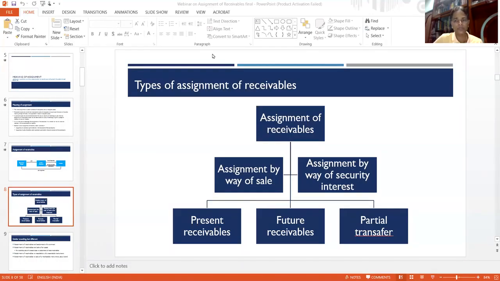However, it's also possible to do an assignment by way of security interest. The meaning of assignment by way of security interest would be what? I'm assigning a receivable for the purpose of securing a loan. For example, I might have taken a loan and I'm creating a mortgage. I'm creating a security interest on the receivables. I have certain receivables. I'm creating a security interest on that.